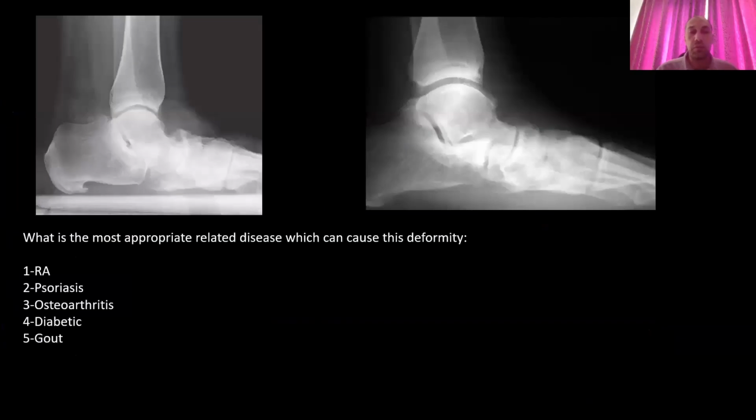Here is a case, and I want to see your ideas in the chat, please. This case can come in the 2A exam: what is the most appropriate related disease which can cause this deformity? What is this deformity? Can you tell me in the chat, please?